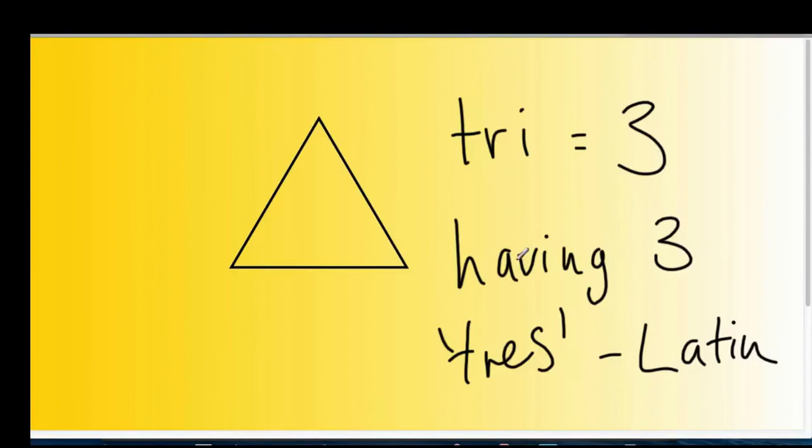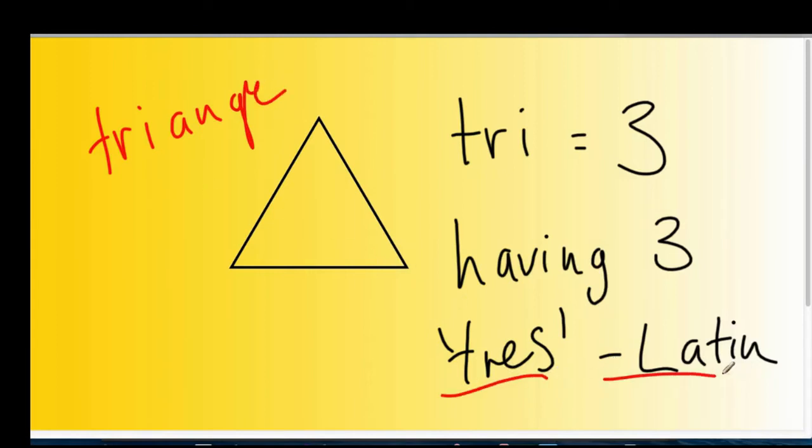Let's look at this first shape. It is a tri, which comes from the Latin for tres. And of course, I bet you know this is a triangle. It comes from the word tres, which is an old language, Latin. It means having three. Okay, let's move on.